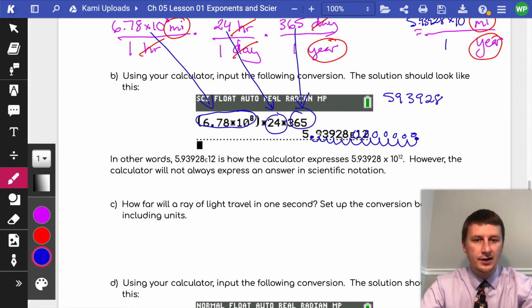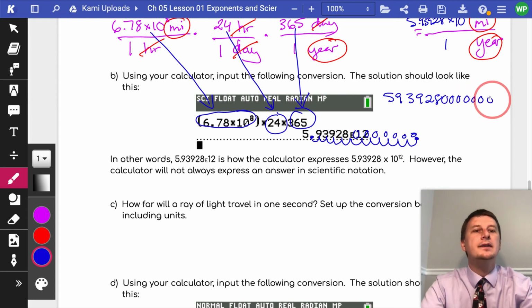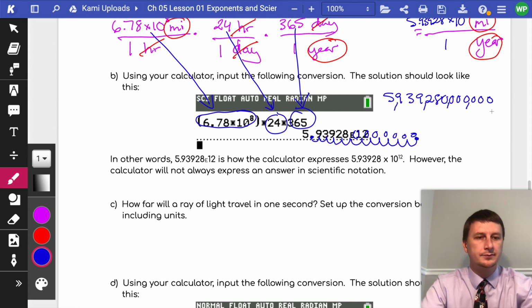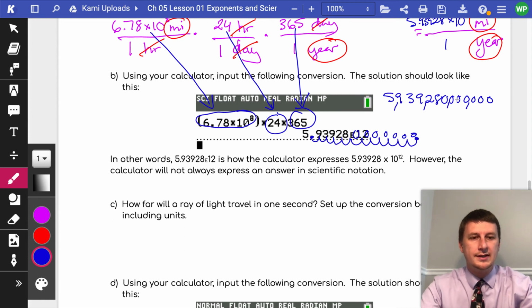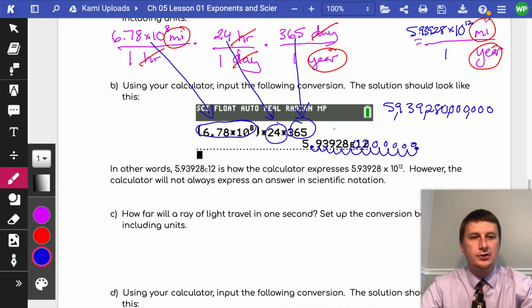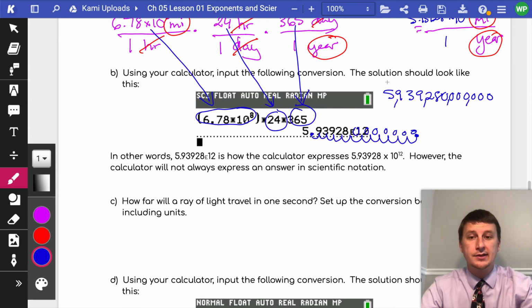So we have 5.93928, and then there's 7 zeros after that. 1, 2, 3, 4, 5, 6, 7. So that is a very large number right there. 5,939,280,000,000 is how many miles light could travel in 1 year. That's a lot of miles.